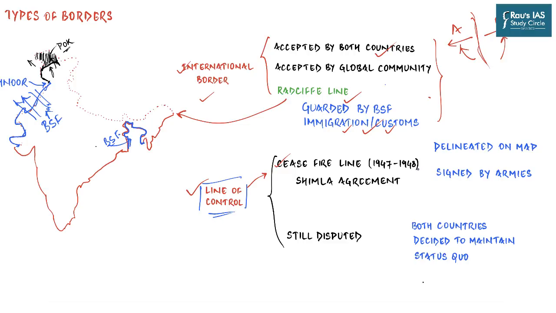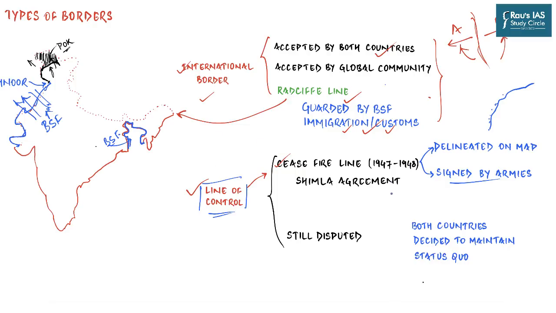Although it is a ceasefire line, it has been delineated on a map, which means that both the armies have a map in which they have agreed that these are the points which, when connected, give the line of actual control. Not just that, these agreements have been signed by both the armies. Now there is a difference between an agreement on a border signed between armies and one signed among nation states.